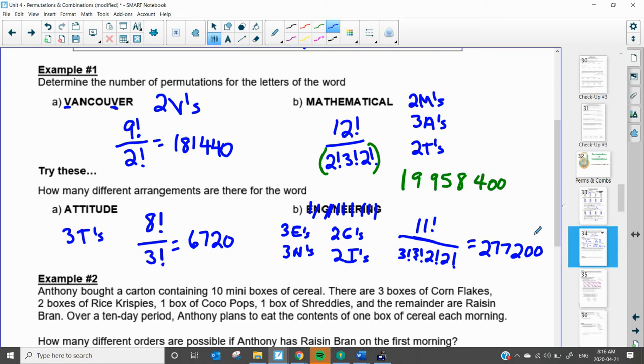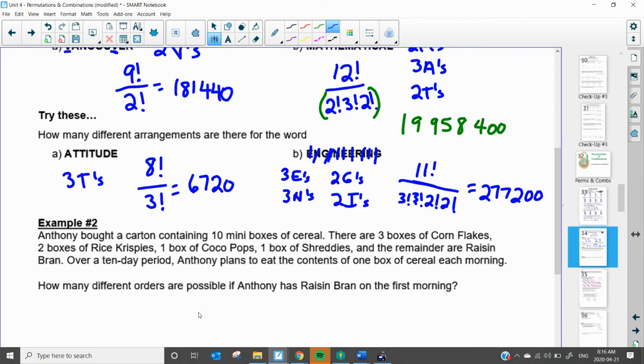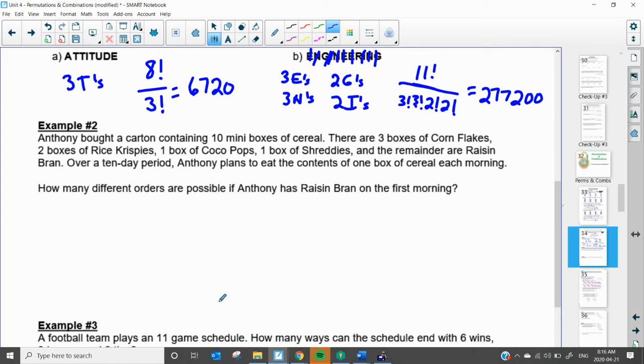All right, so we don't just look at combination of numbers. There's word problems that we can do that follow this exact same pattern. The first example we have here says Anthony bought a carton containing 10 mini boxes of cereal. You know, he's got to find something to do to occupy his time while we're in isolation here. So he had 3 boxes of cornflakes, 2 boxes of Rice Krispies, 1 box of Cocoa Pops, 1 box of Shreddies, and the remainder were Raisin Bran. Over a 10-day period, Anthony decides he's going to eat the contents of 1 box of cereal each morning. He's changing things up, wants to try some new cereals. So how many different orders are possible if Anthony has Raisin Bran on the first morning?